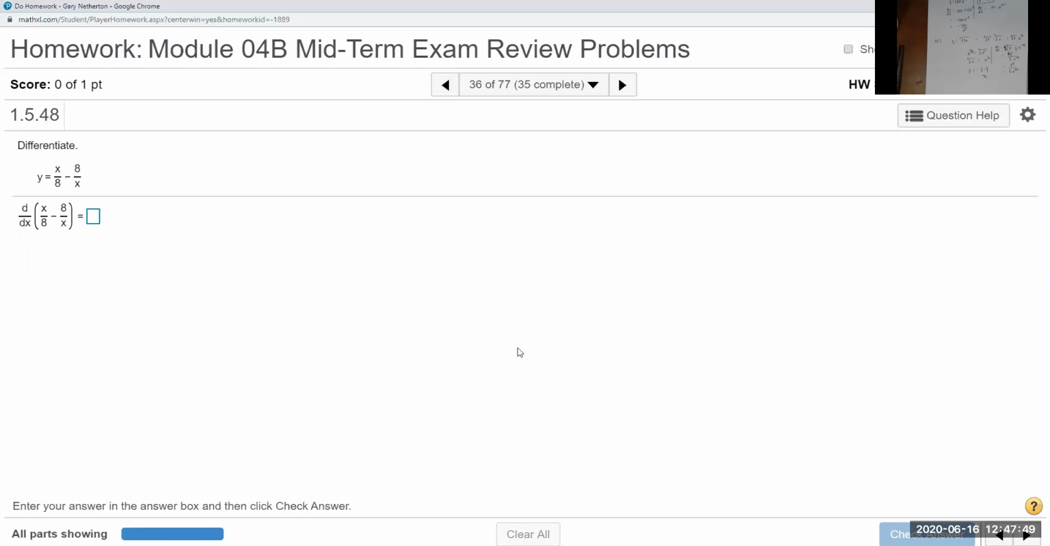All right. Let me go ahead and write this one out. So it's two terms here. y equals x over 8 minus 8 over x. This is number 36. y equals x over 8 minus 8 over x.